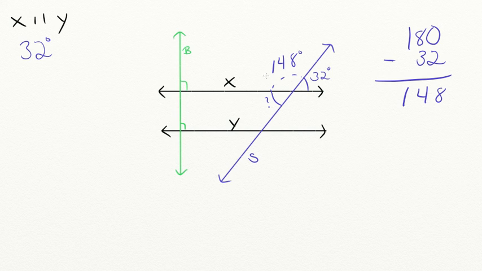Line B is intersecting lines X and Y. And where line B intersects line X, we have a right angle. So that must mean that line B is what? If you said that line B is perpendicular to line X, you're correct. If you said line B is perpendicular to line Y, you're also correct. Since X and Y are parallel, that means line B is creating a right angle with line X and with line Y.